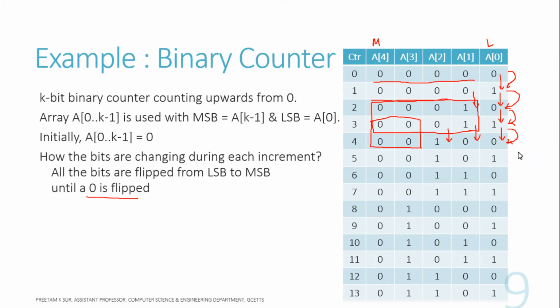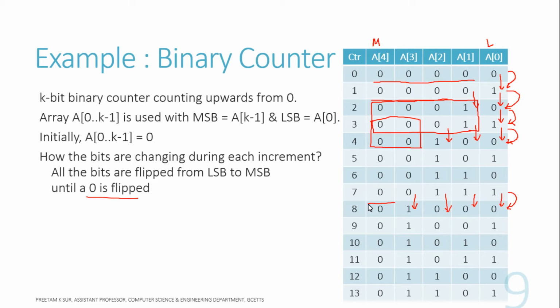If you take any example at random, suppose you call the increment operation over here, what can you see? This bit was 1 and is flipped to 0. This was 1 and flipped to 0. This was 1 and flipped to 0. This was 0 and flipped to 1. And now since it was a 0, the remaining bits will not be flipped. So you can see how the increment operation changes the bits in the bit string represented by the array A, right?